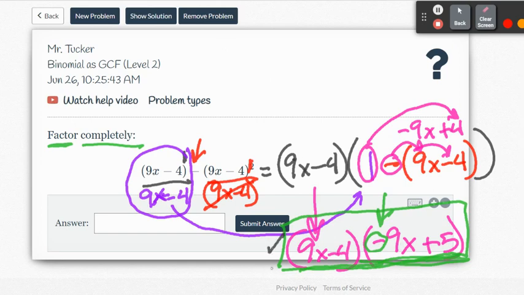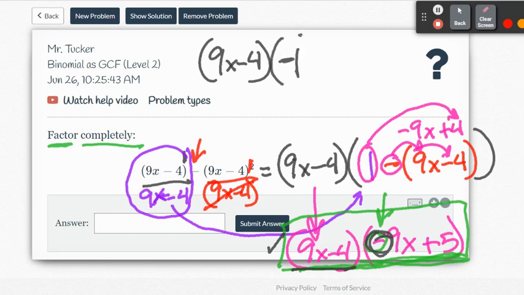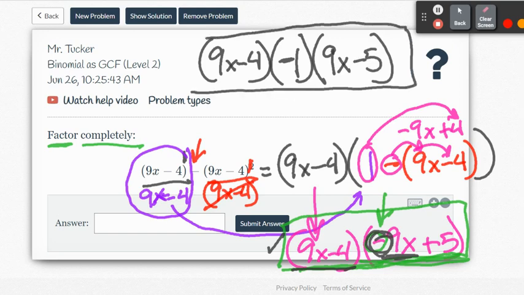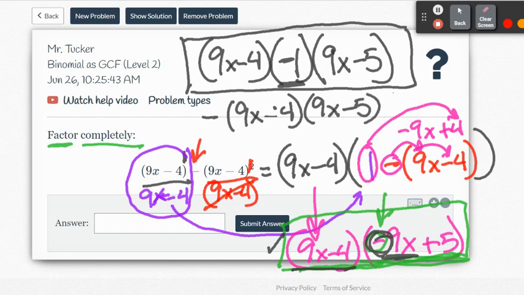I would say this is fine, but we can say 9x minus 4, and then there's a negative here, so you can make it a negative 1 that's getting pulled out, and then these just change signs to be a positive 9x minus 5. So I would say both answers are sufficient, but that'll work as well. And it's kind of ugly having that negative 1 in the middle. You could put it out in front, negative, and then 9x minus 4, and then times 9x minus 5. But kind of any of these last box things are looking good to me.